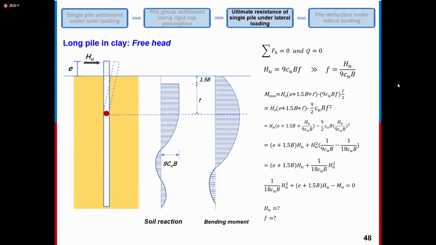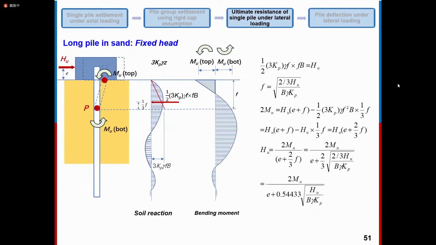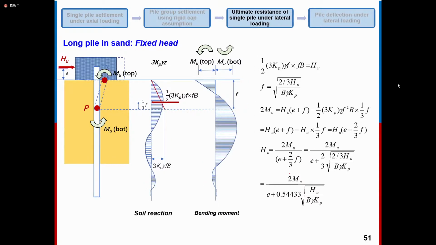Okay, this is the free head and fixed head, and we do the same thing: the cutting and the equilibrium of force and moment to establish the equations. For the free head, you should be careful here. We have only 1 MU because we only have 1 plastic hinge here. But for the fixed head, we have 2 here because we have 2 plastic hinges. These two have the same value because it has a fixed head on the top.